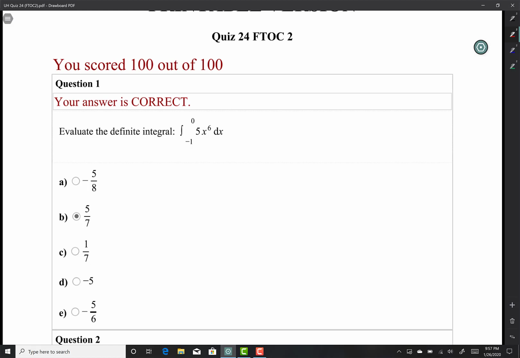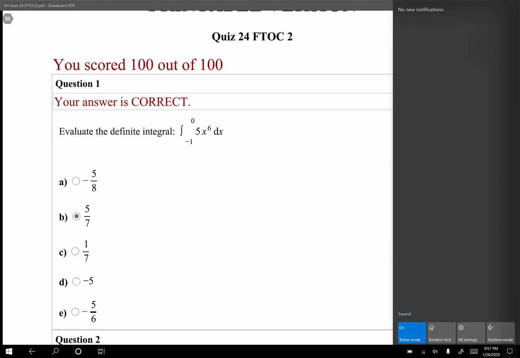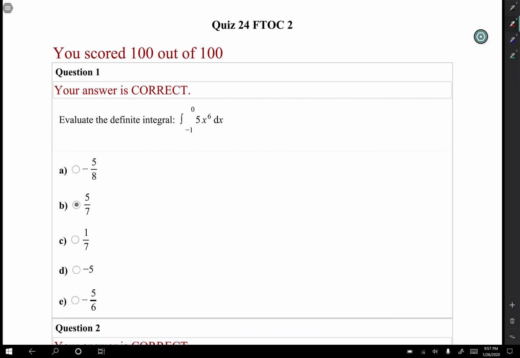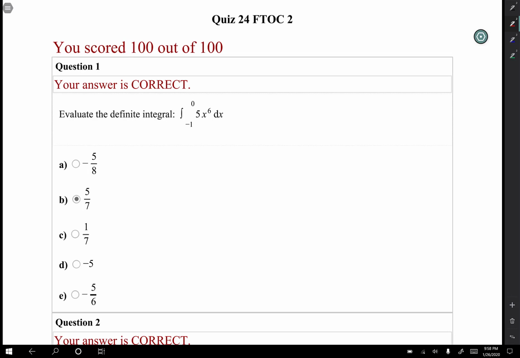Don't use a calculator, guys. I guess if you're going to use a calculator, just use it to add and subtract and multiply little numbers, but don't use the actual feature of the calculator to figure this out. I would greatly appreciate it, guys, because you're going to be taking exams where you're not going to have a calculator. All right, so here we go.